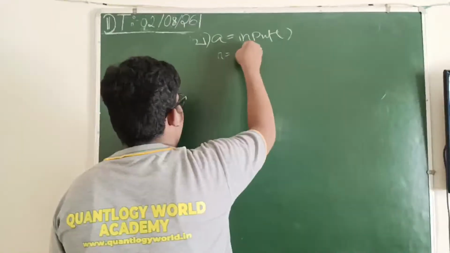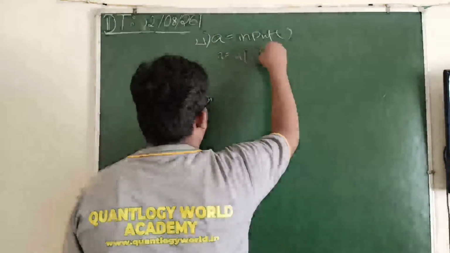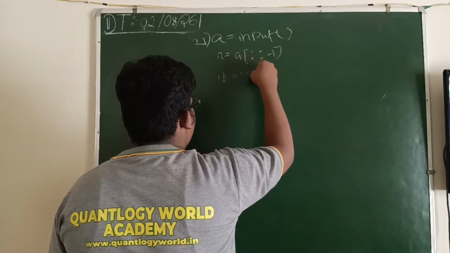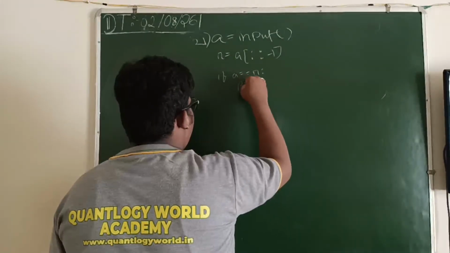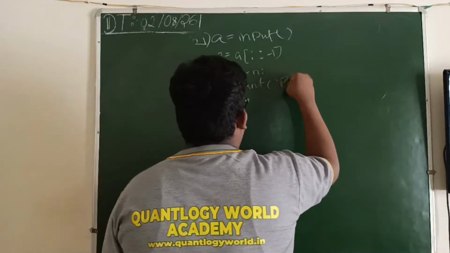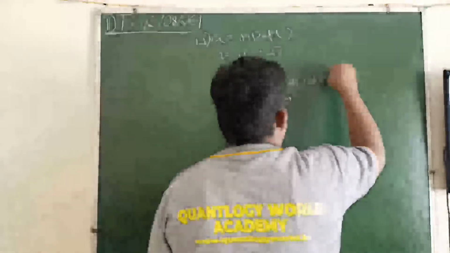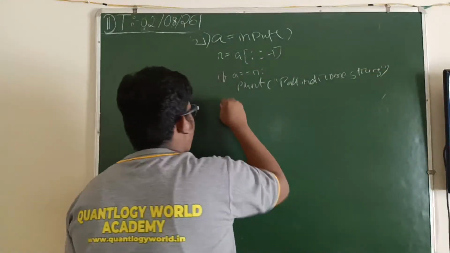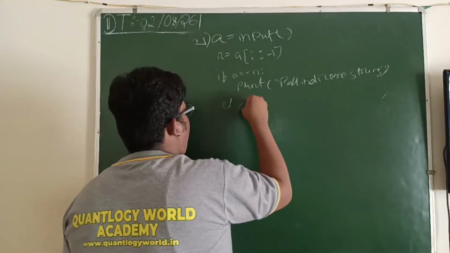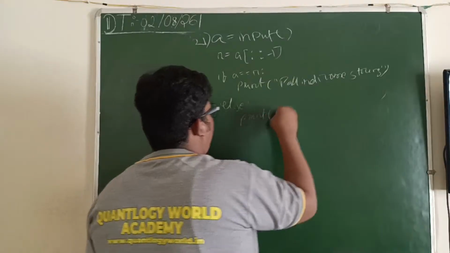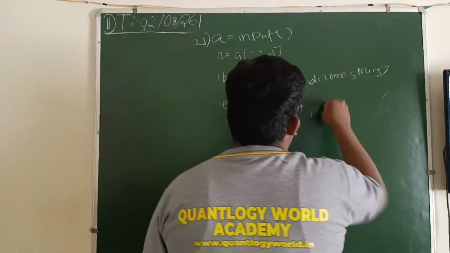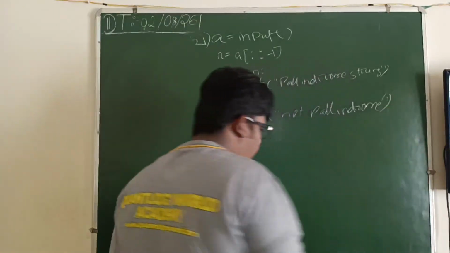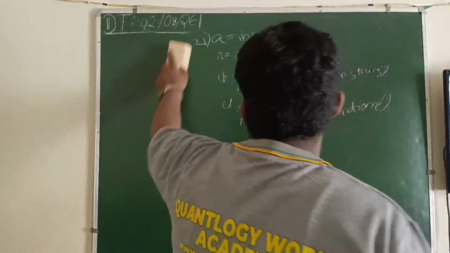r equal to a[::-1]. Then if a double equal to r, then print palindrome string, else print not palindrome. Okay, this program is also completed.